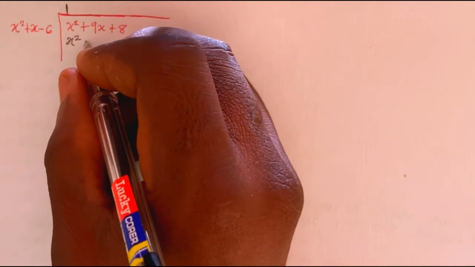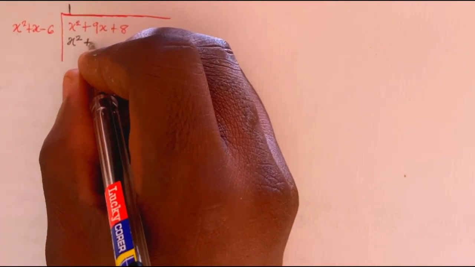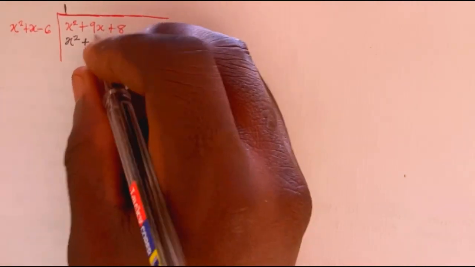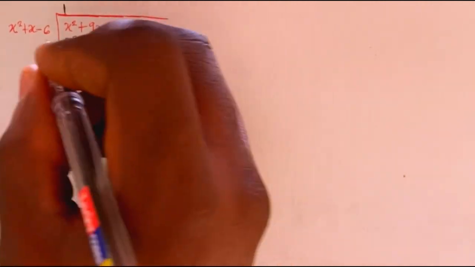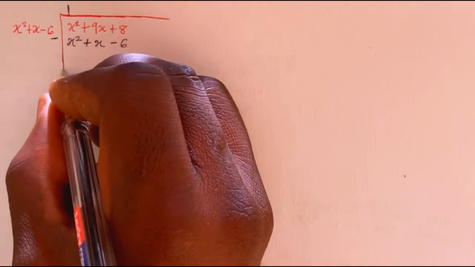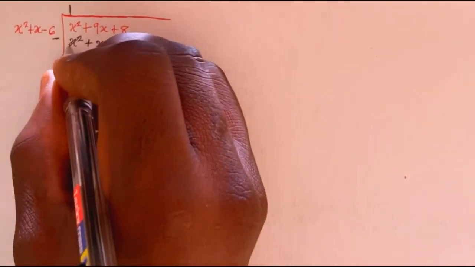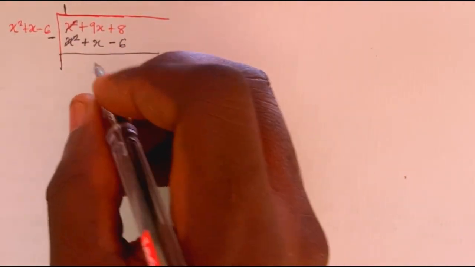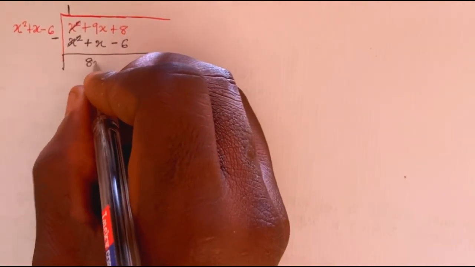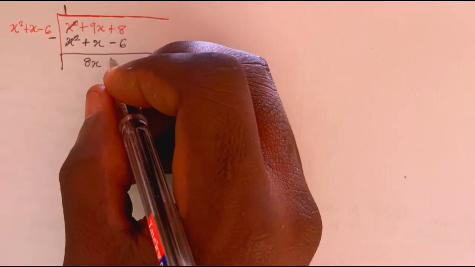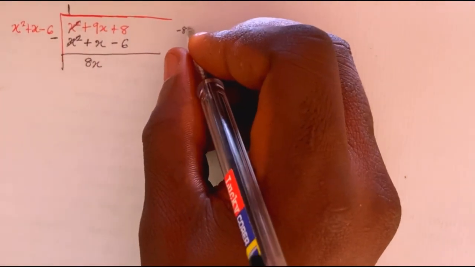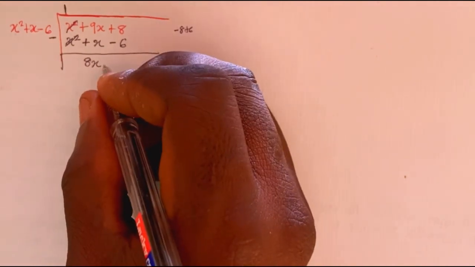Then here I'm having plus x, then I'm having minus 6. Then I'm going to subtract. Subtracting this, this will cancel out. Then I'm having 9x minus x, that will give me 8x, right? Then after that, I'm having minus 8 plus 6. That should give me something like, that's actually 14.